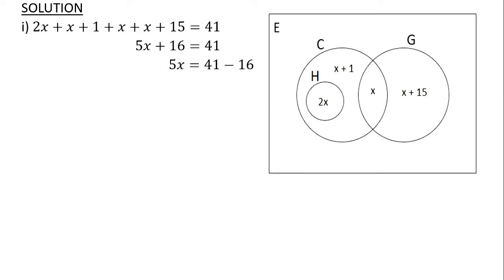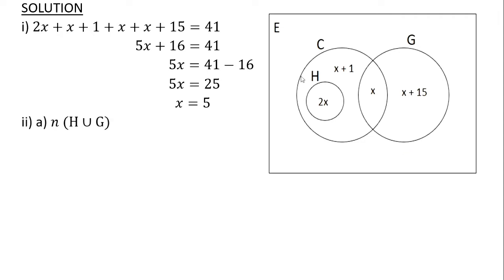So we will find that our x is equal to 5. If you replace x with 5, you find that we get 41 girls. So 2x plus x plus 1 plus x plus x plus 15 should be equal to 41. Group the like terms together: 5x plus 16 is equal to 41. Transpose the 16, it becomes negative, so we have 41 minus 16. If you take away 16 from 41, you have 25. To find the value of x, divide both sides by the coefficient, which is 5. Our x is equal to 5.